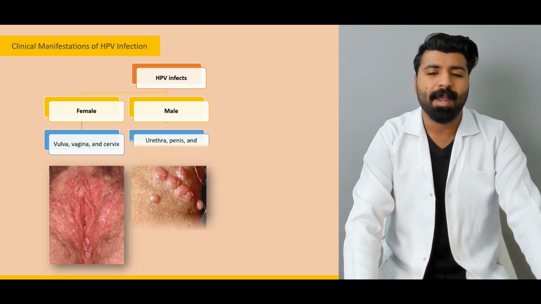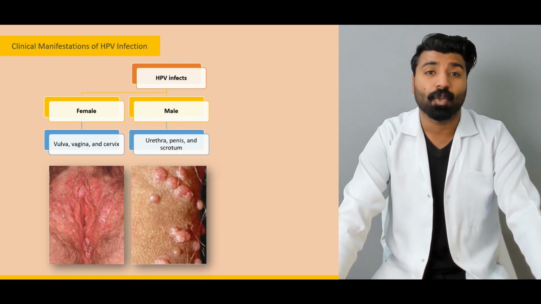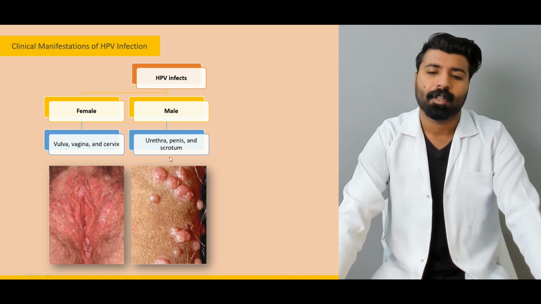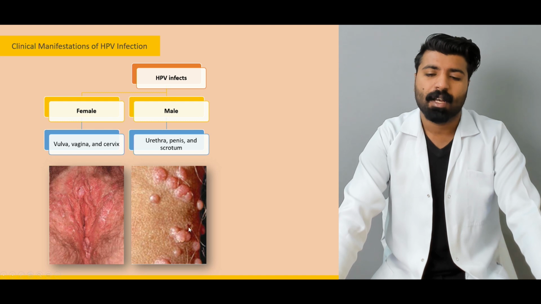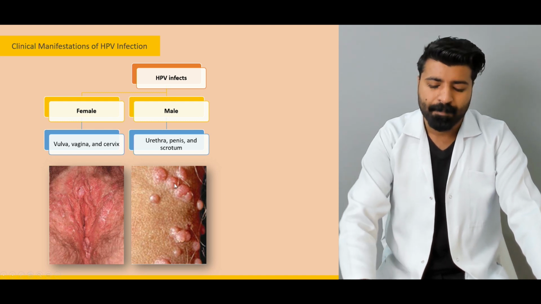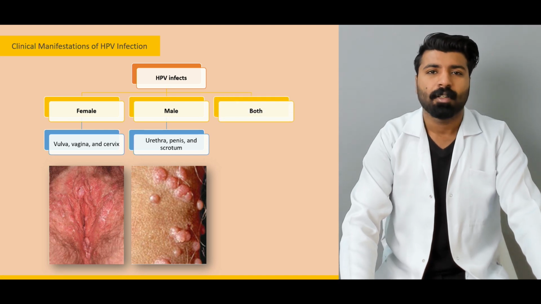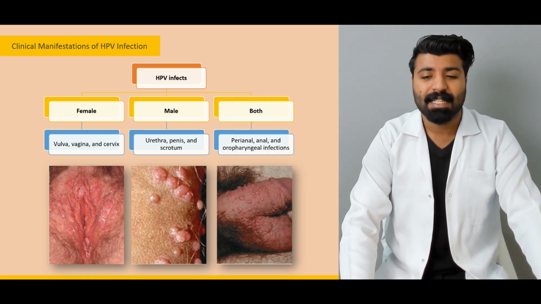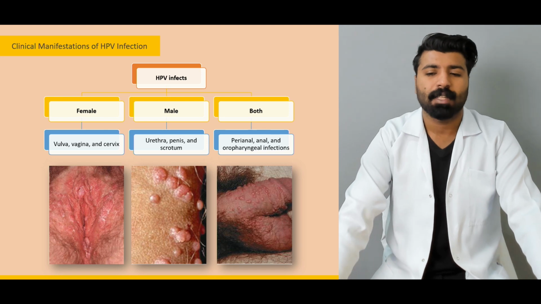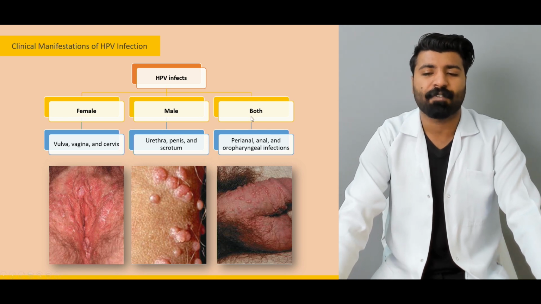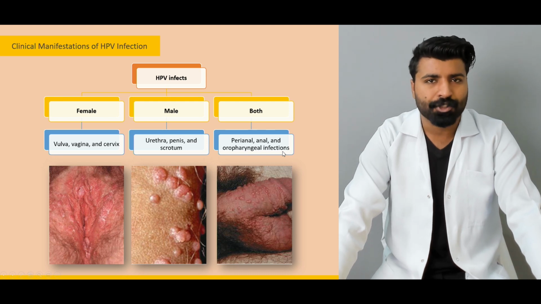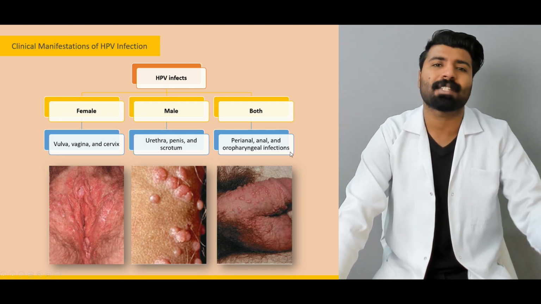On the other hand, in males, they can affect the urethra, the penis, and the scrotum. You can see these raised lesions, these warts present in the genital area, or they can go on and affect these structures in both. They can affect the perianal region, the anal region, and cause oropharyngeal infections. Why oropharyngeal infections? Because of oral sex.